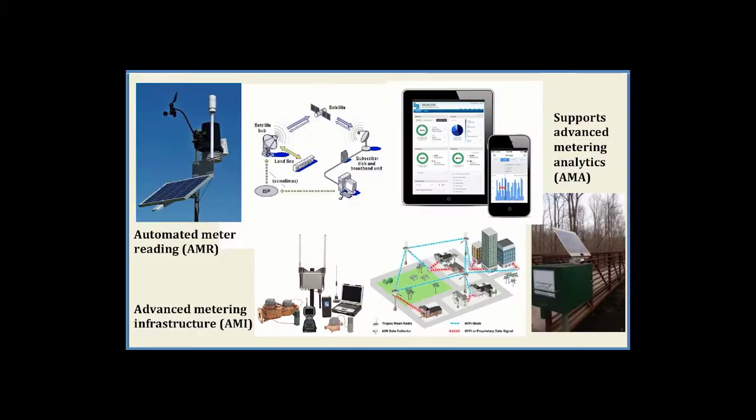Water agencies are also transitioning to new technologies to more effectively manage urban water demand. They're installing automated meter reading equipment, advanced metering infrastructure. All of those support greater sophistication in the analysis of urban water use patterns.